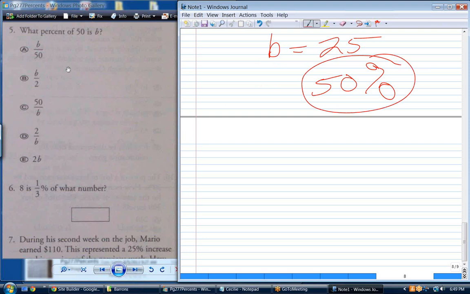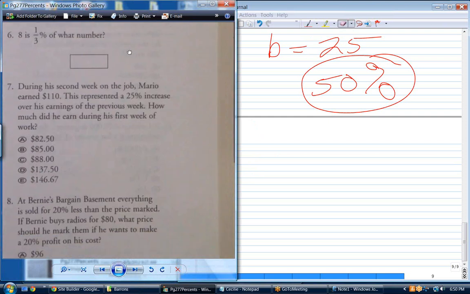C. No, because we got to plug in 25. The other way around. A. So I was right. Yeah. So b over 50 is, what percent of 50 is b? Well, it equals a half. So that's equal to 50%. Right. Okay. Number 6.